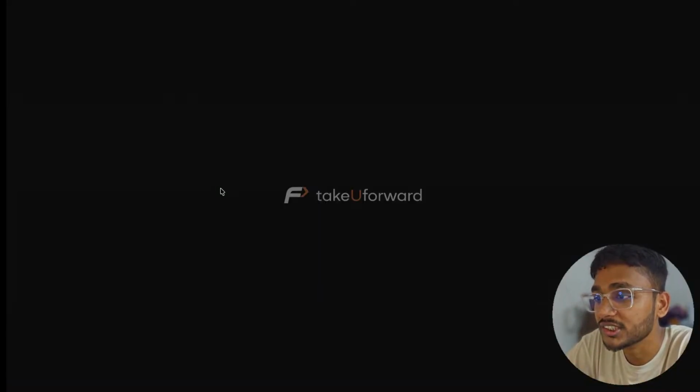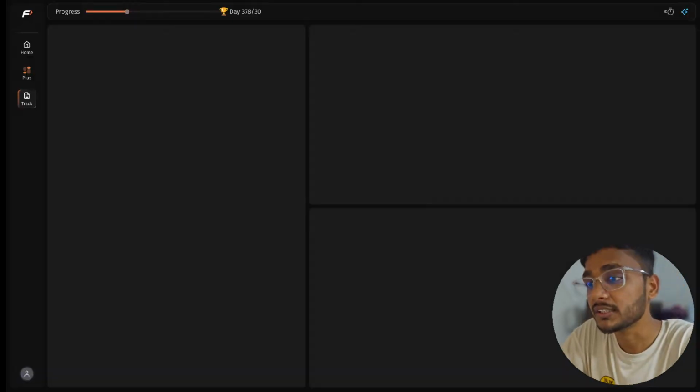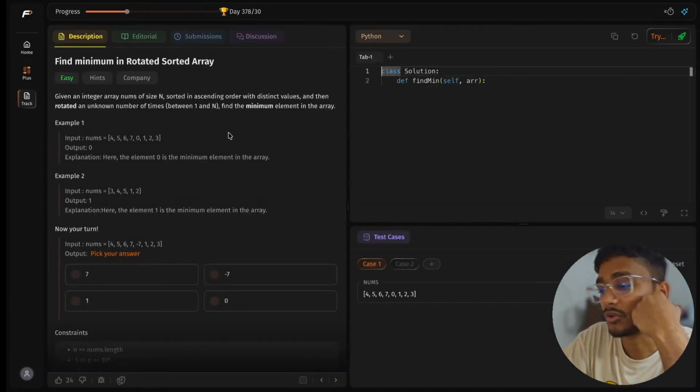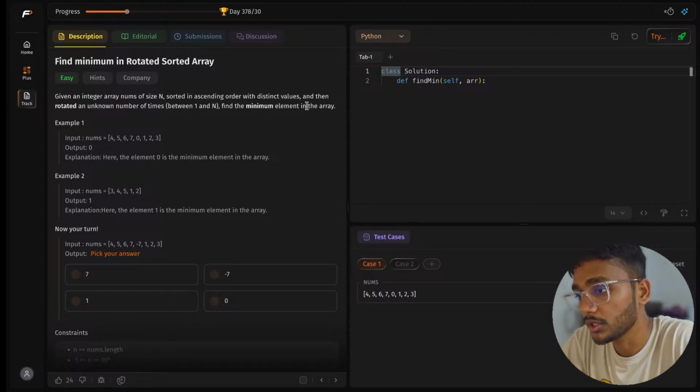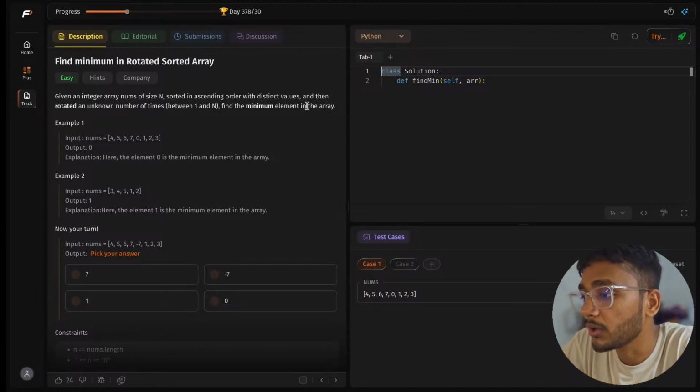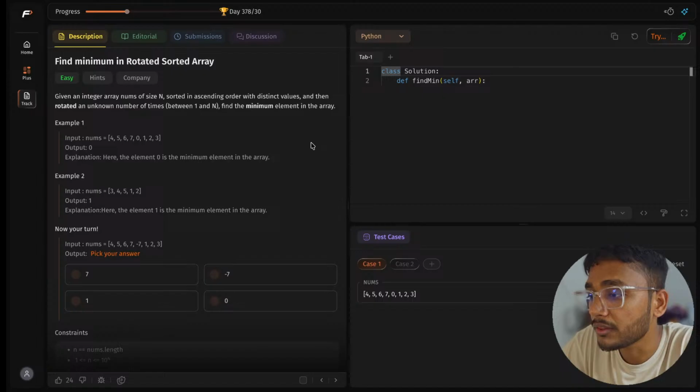Wow, it's an easy problem, right? Easy peasy. We are given an integer array nums of size n, sorted in ascending order with distinct values, and then rotated an unknown number of times between 1 and n. Find the minimum element in the array. Pretty cool.